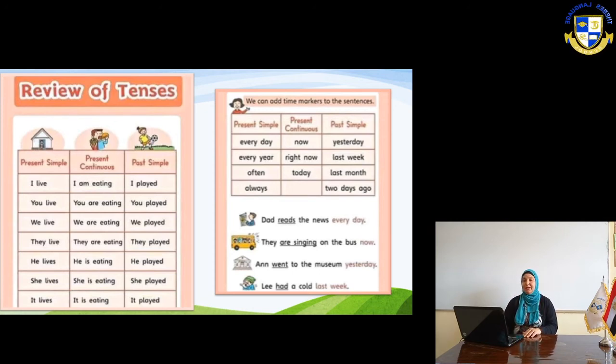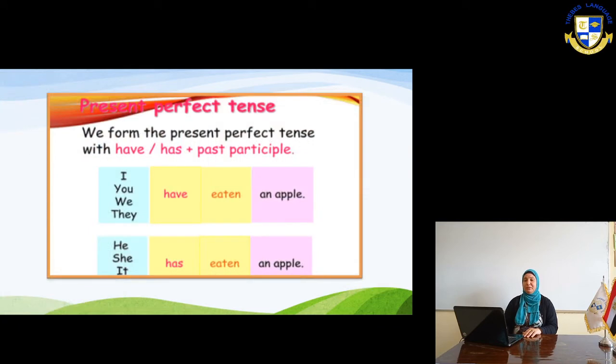In the next slide, we are going to revise the present perfect. You have taken the present perfect in the previous term. You remember? How can we form the present perfect? We form the present perfect tense with have or has and the past participle of the verb. You remember?